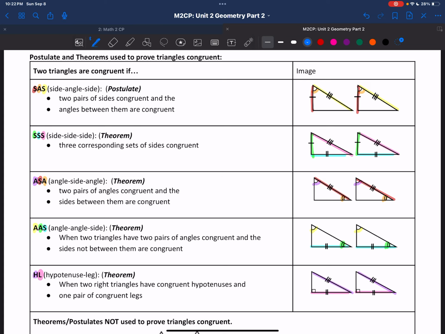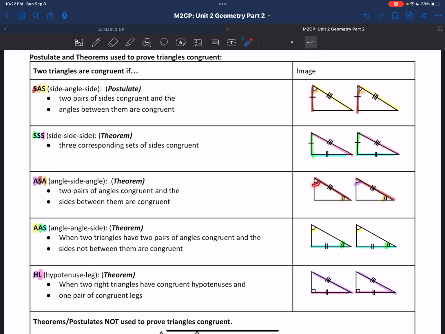So first off, you have side, angle, side. That's just saying two pairs of sides that are congruent, so like your reds, one side, two sides, and then you have an angle between them that is congruent. Then you have side, side, side. So if it's saying all three sides are the same, then you know that they're all congruent.